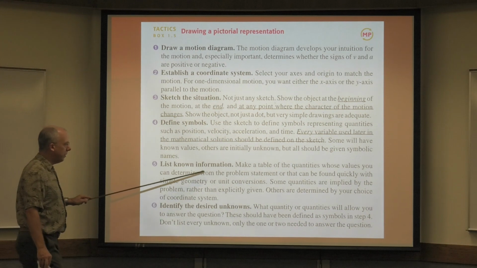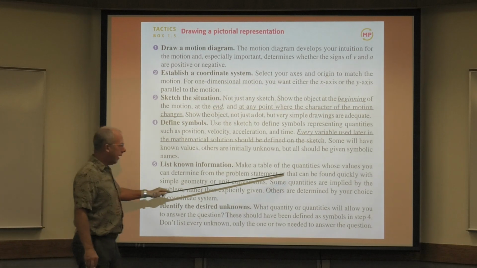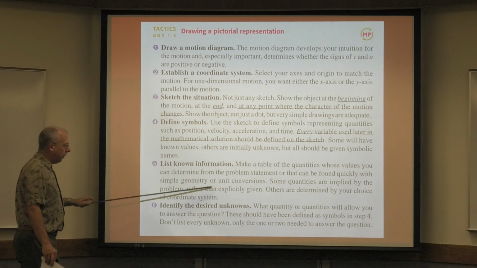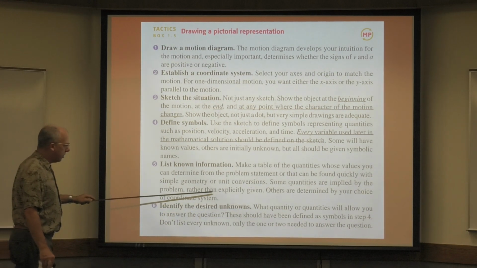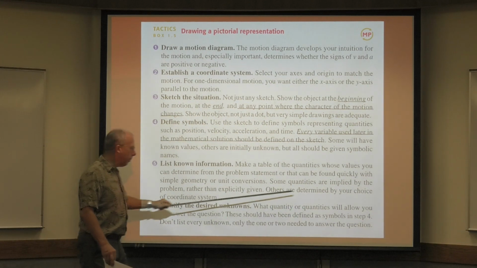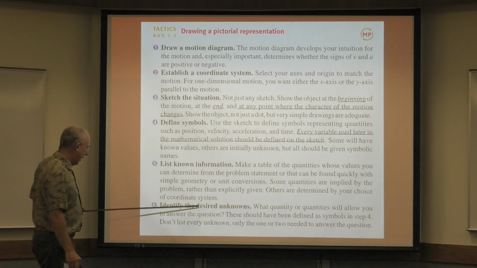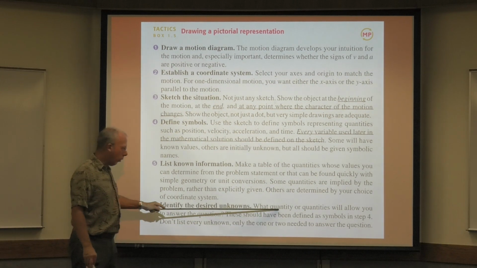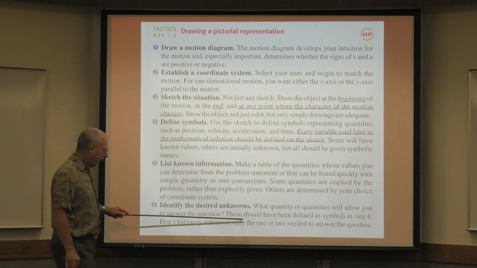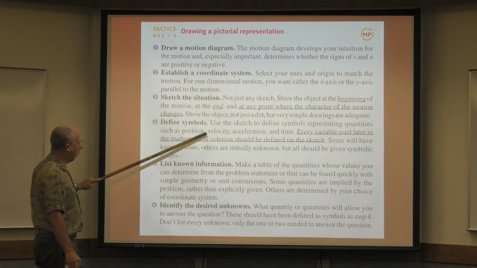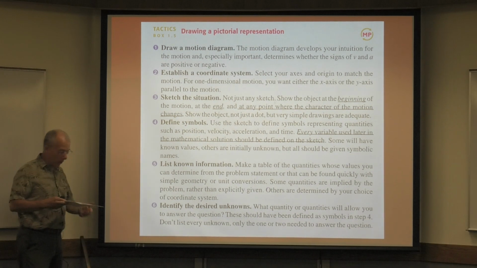List all the known information. Make a table of the quantities whose values you can determine from the problem statement, or that can be found quickly with simple geometry or unit conversions. Some quantities are implied by the problem rather than explicitly given. Others are determined by your choice of coordinate system. And then we want to identify what we don't know. We want to identify the desired unknowns. What quantity or quantities will allow you to answer the question? That's kind of important, right? These should have been defined as symbols in step 4. Don't list every unknown, only the ones that you really care about, the ones that answer the question.